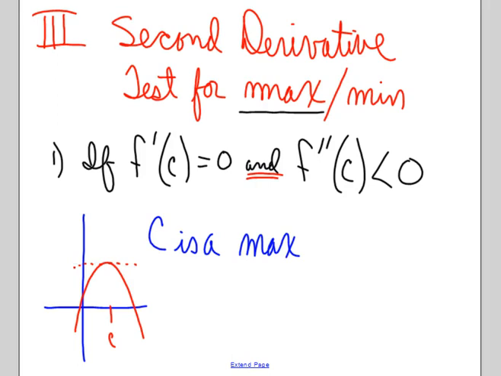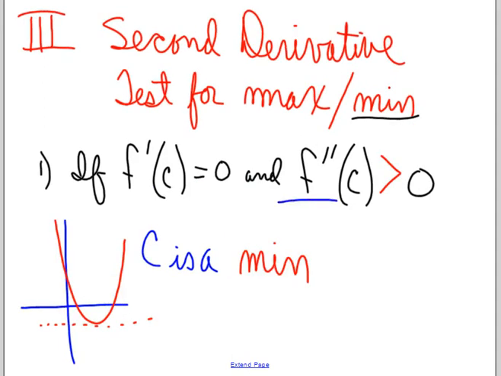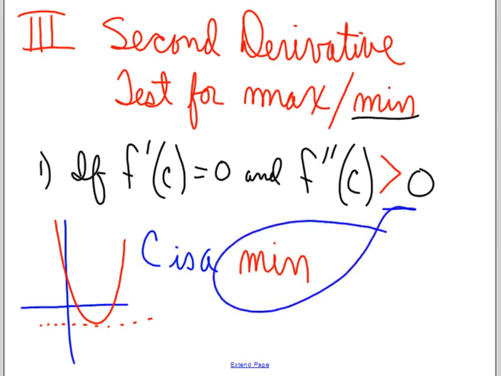Similarly, if I have the first derivative equal to 0, but the second derivative positive, now the function is concave up. And so that point must be a min if it's concave up.